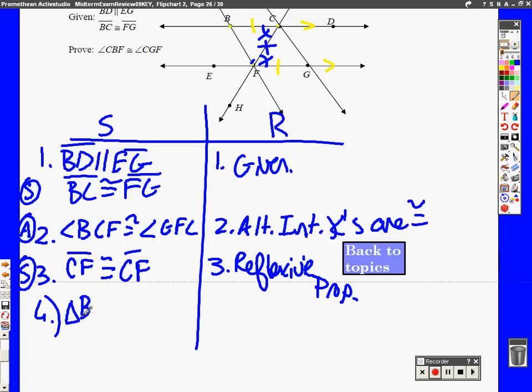Triangle BCF is congruent to triangle GFC by side, angle, side.